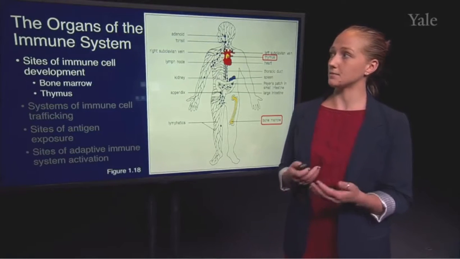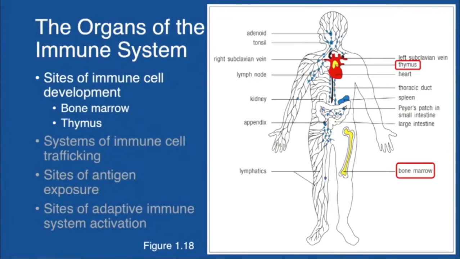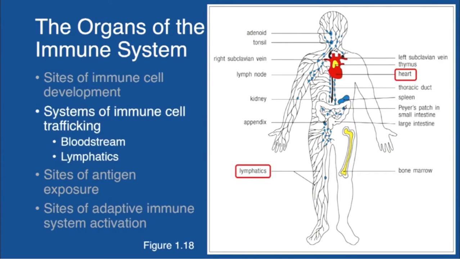The first portion that we'll be talking about are the sites of immune cell development. Again, in this slide, I'm just going to go over the major terminology that we'll be going through, and I'll define it throughout the lecture. The two sites of immune cell development are the thymus, which is located just behind the heart, and the bone marrow. We'll then be looking at systems of immune system trafficking, which includes the bloodstream and the lymphatic system.